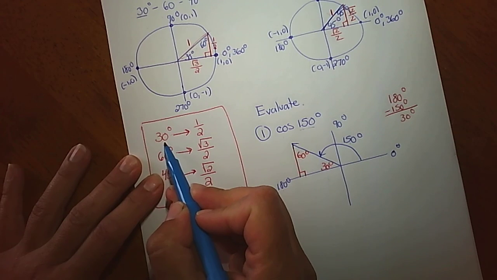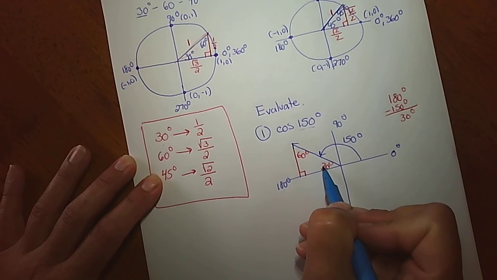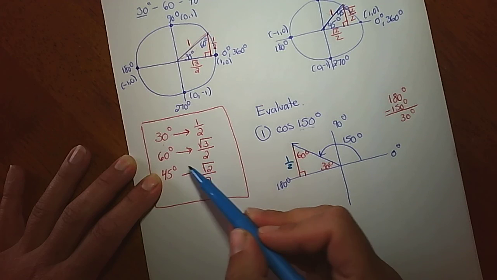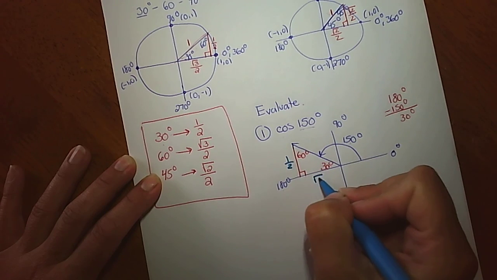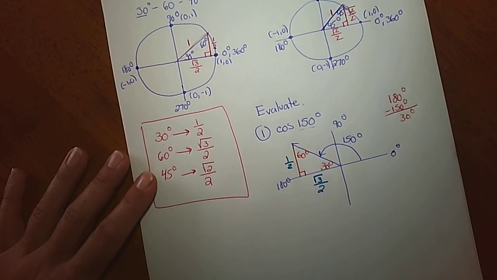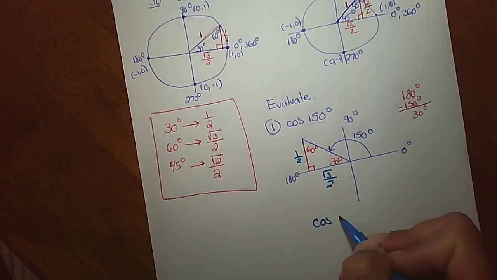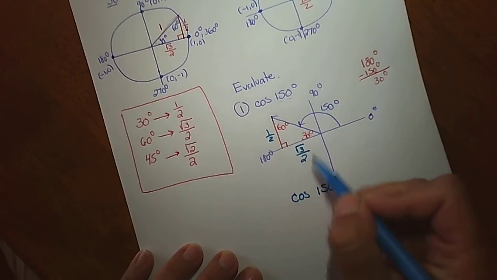Because look here, 30 degrees across from it should be a half. Well, here's 30 degrees. Across from it, I'm going to label 1/2. 60 degrees across from it, I'm going to label radical 3/2. Now watch how I do this. Cosine 150 we created now from this triangle.